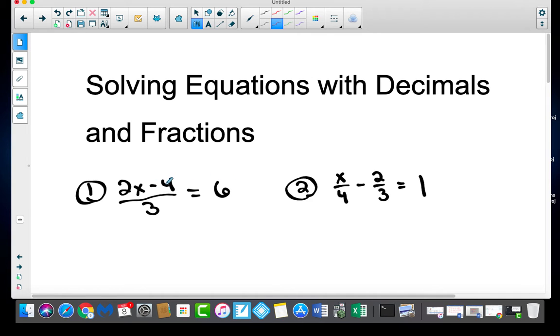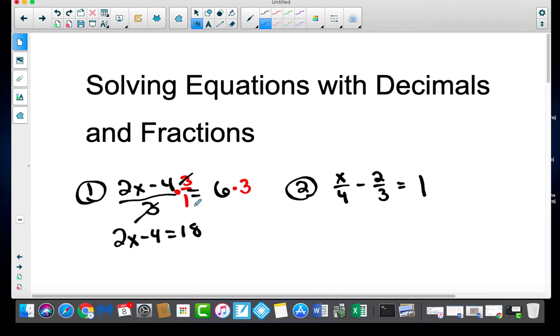Now, a lot of you want to add 4 to problem number 1. You can't do that because that 4 is being divided by the 3. The 2x is also being divided by 3. We have to get rid of this 3 before we're able to do anything. Well, the 3 is attached to the 2x minus 4 by division, right? See the fraction bar? So I'm going to multiply by 3 over 1. Of course, I must multiply by 3 on the other side. When I do that, the denominator and this 3 will cancel out, leaving 2x minus 4 to equal 18.